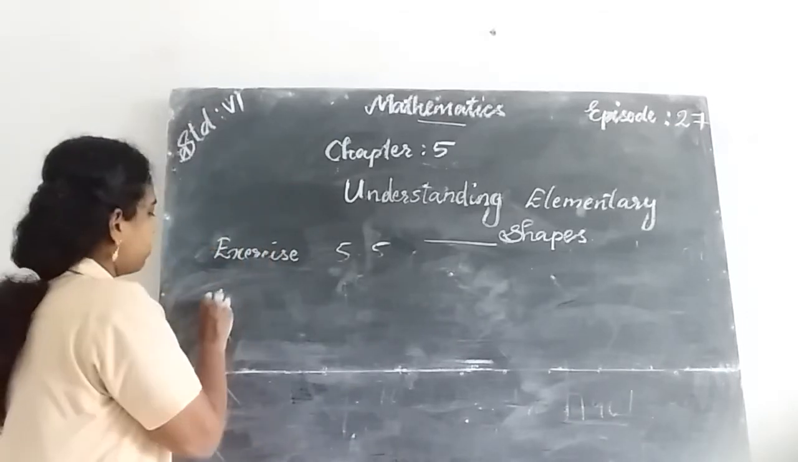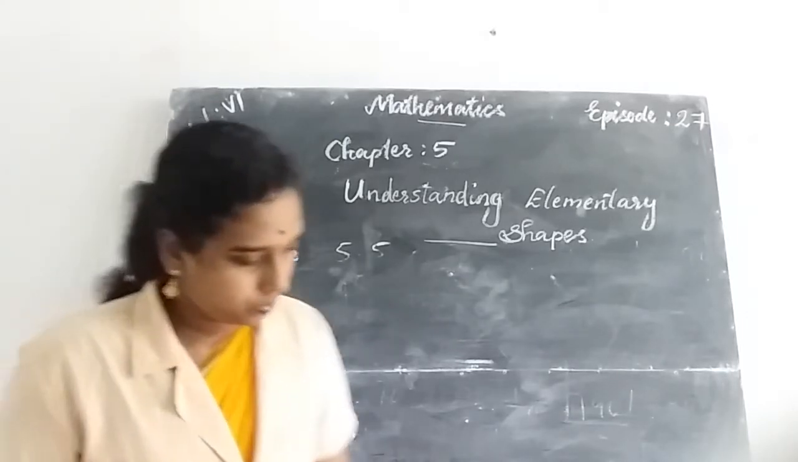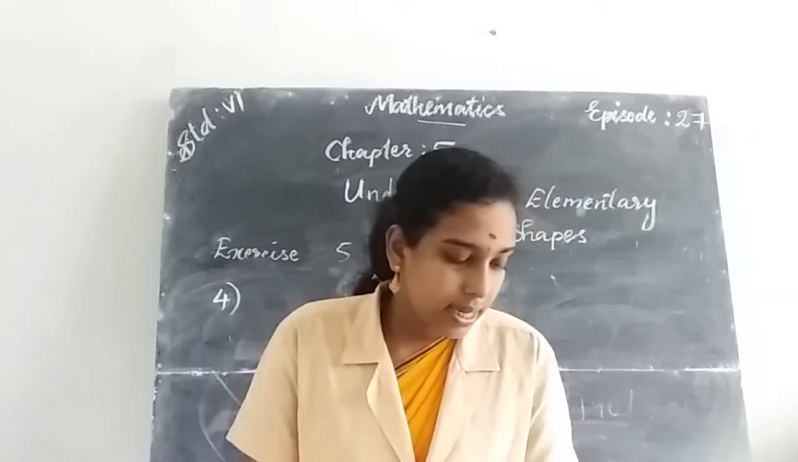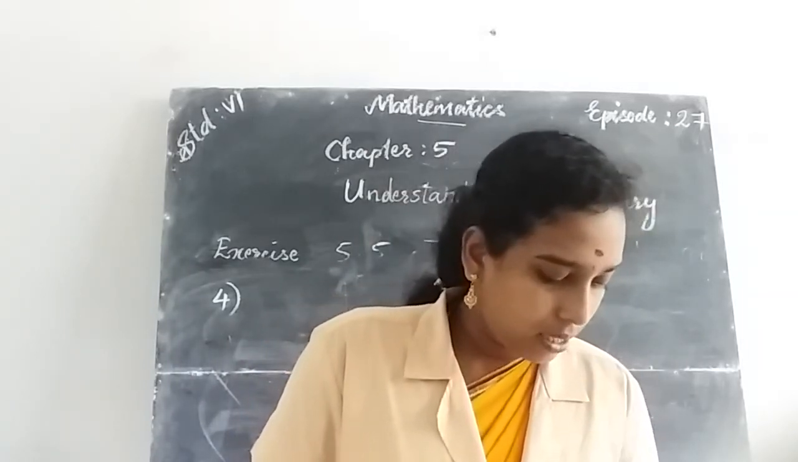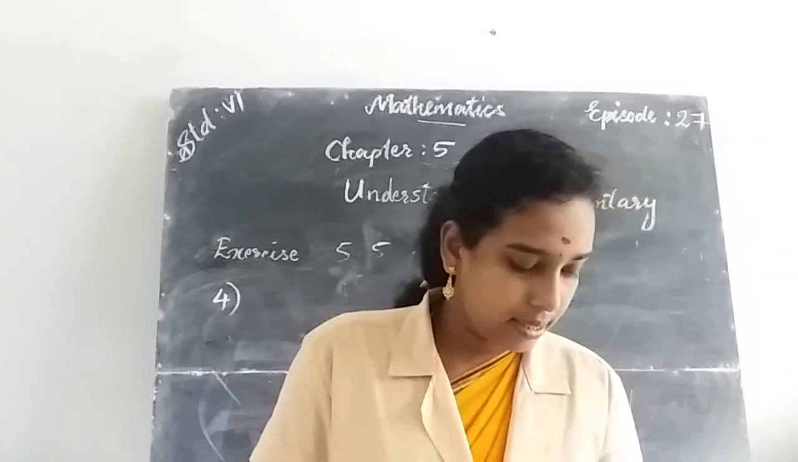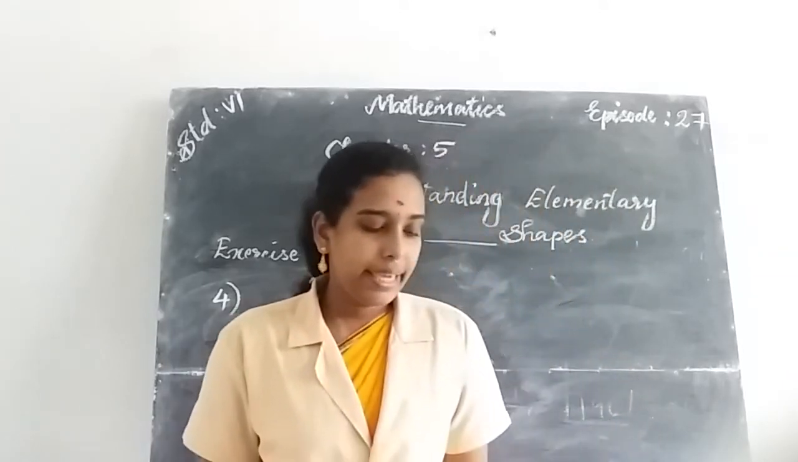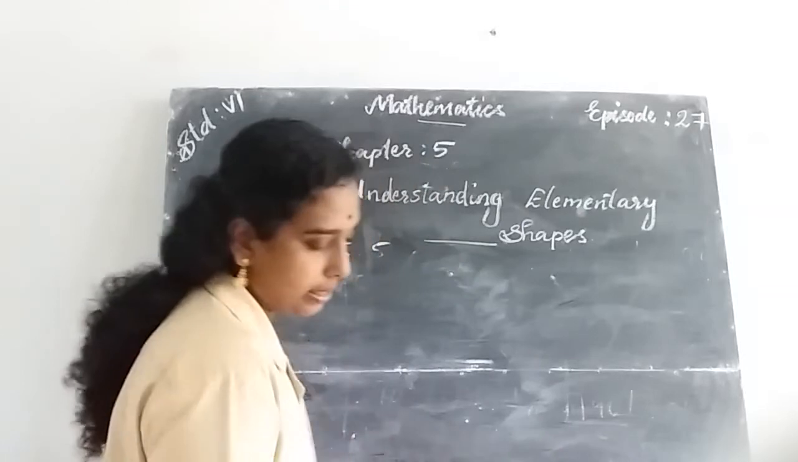The next question, question number 4. Study the diagram. The line L is perpendicular to line M. And part A is CE is equal to EG. So here a diagram is given like this.